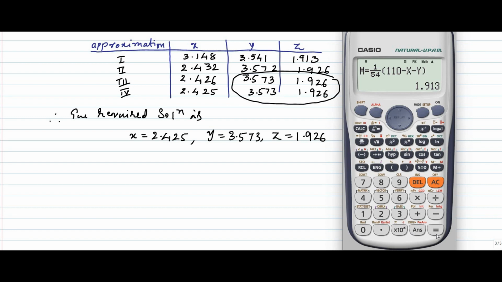Just press equal to: the new value of x in the second approximation is 2.432, and the value of y is 3.572. Similarly, I got the z value. For the third approximation, I got the same values. Similarly, for the fourth approximation, the value of x is 2.425, the value of y is 3.573, and the value of z is 1.926. Hence, I conclude the solution.